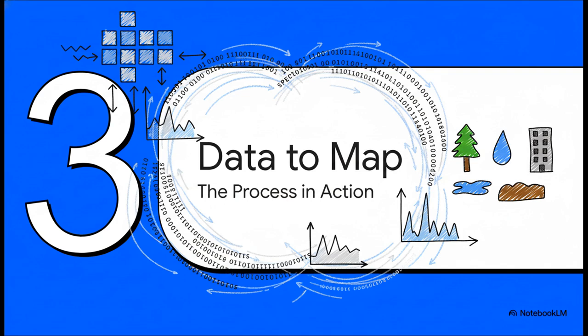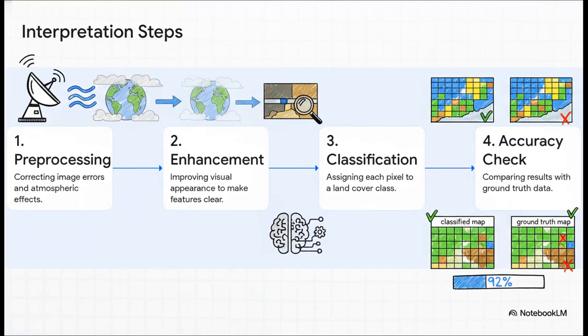So how do we go from all that raw data to something useful, like a map that actually says forest here and city there? Let's walk through the process. Generally, it's a four-step workflow. First, you have to do some cleanup on the image, correcting for things like atmospheric haze. Think of it like cleaning a dirty window.